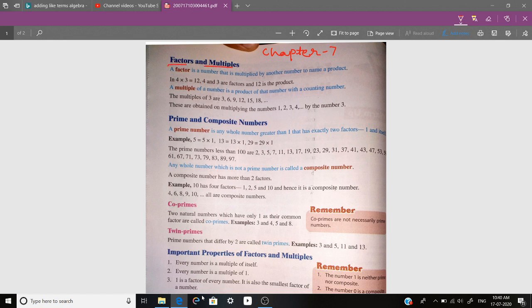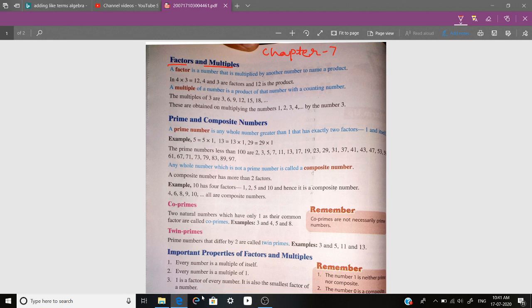Factors and multiples. So first of all students, this is an introductory video in which I'm going to give you an introduction of this chapter, the basic keywords: what are factors, what are multiples, then what are prime numbers and composite numbers, what are co-prime numbers, what are twin prime numbers. I'm going to cover all these things in this video. So do watch this video very carefully, with great focus, so that you can understand what the different terms mean. Okay, so now let us start.